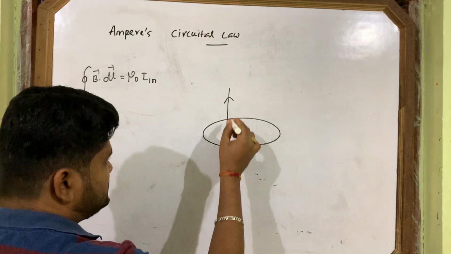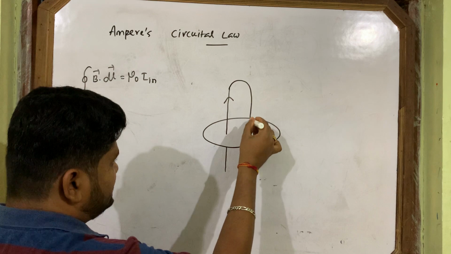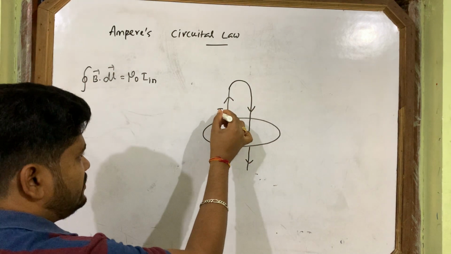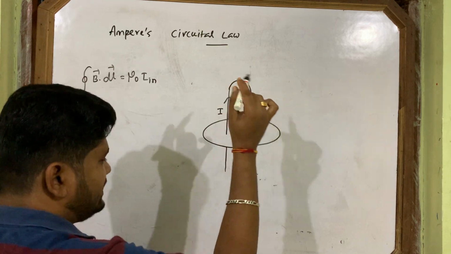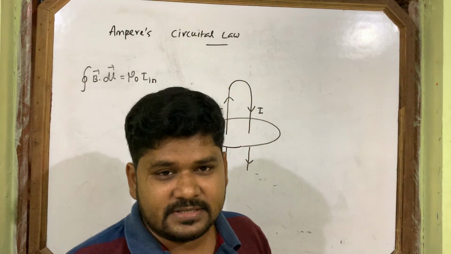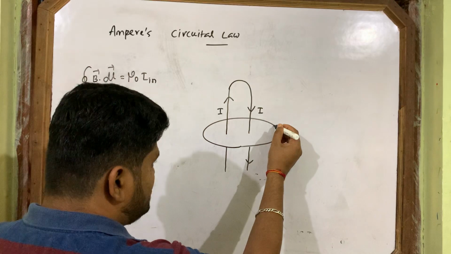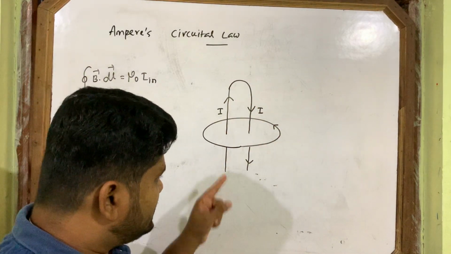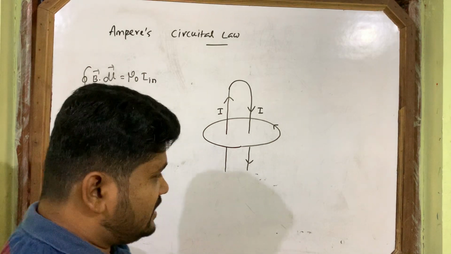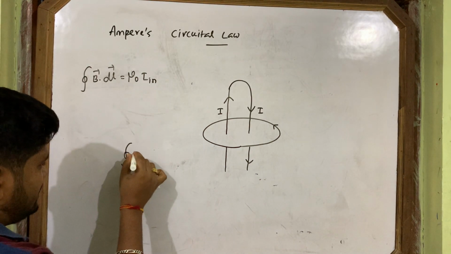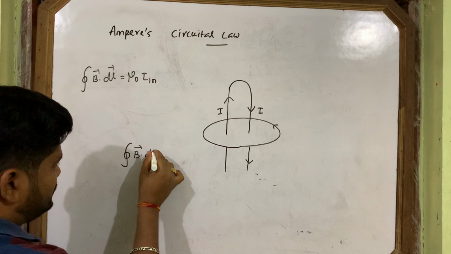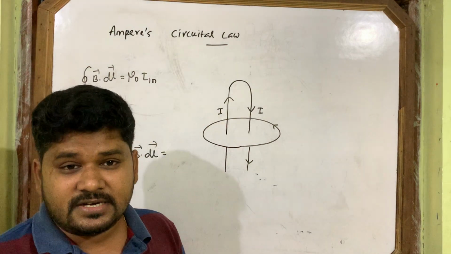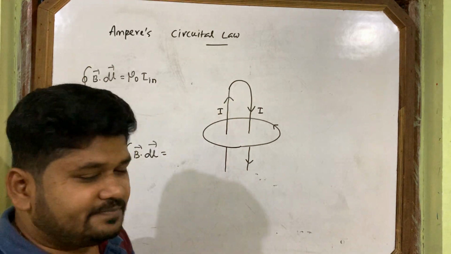Again the same current is coming down, current I going up, again current I is coming down. Same wire, same current, and you choose the Amperian loop like this. This is your Amperian loop. Now if I tell you to use Ampere's circuital law here, you will be more clear about the current enclosed. Current is going up, current I is coming down.